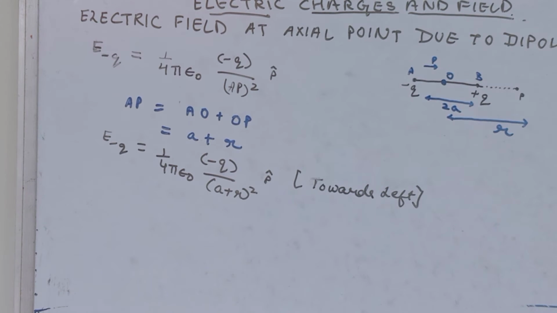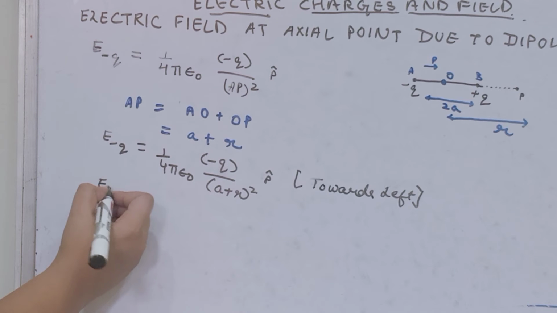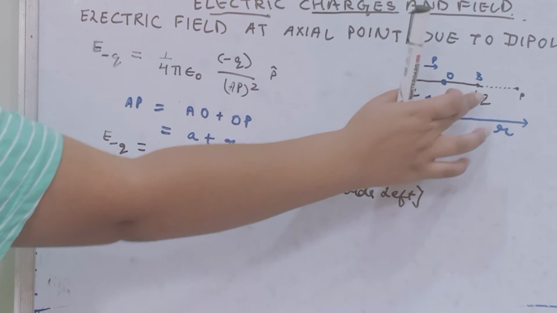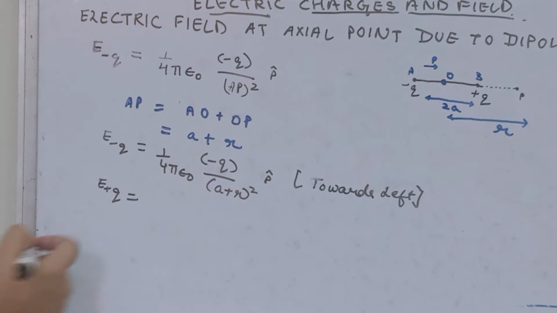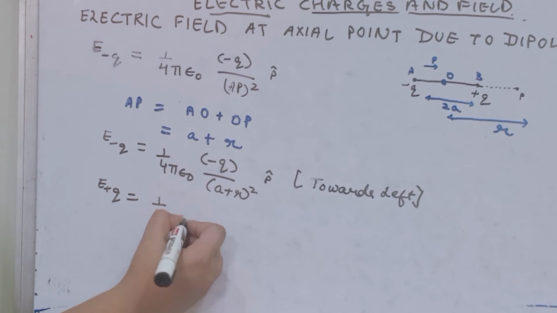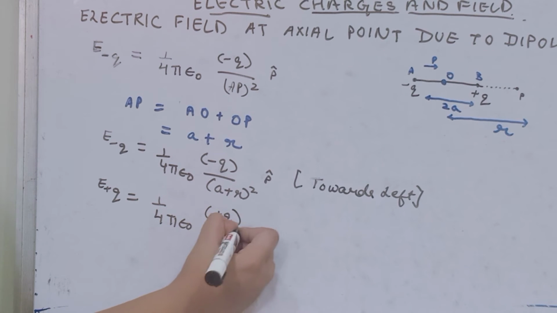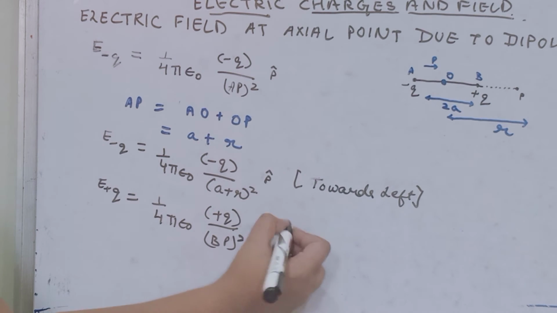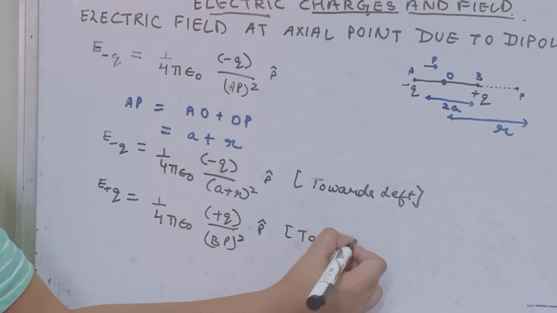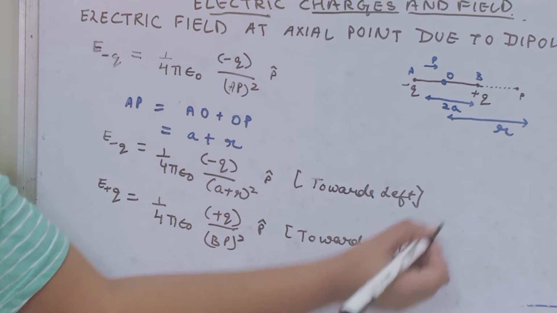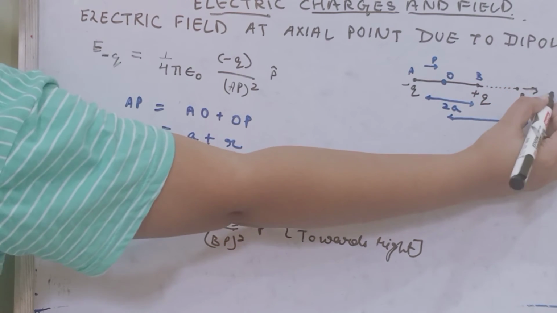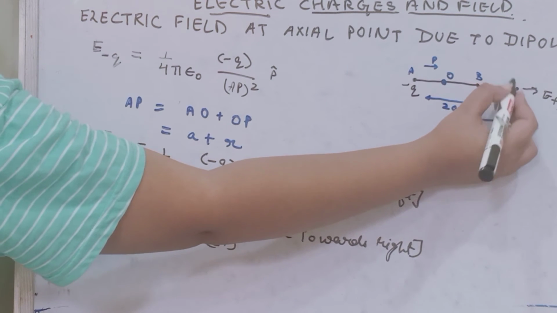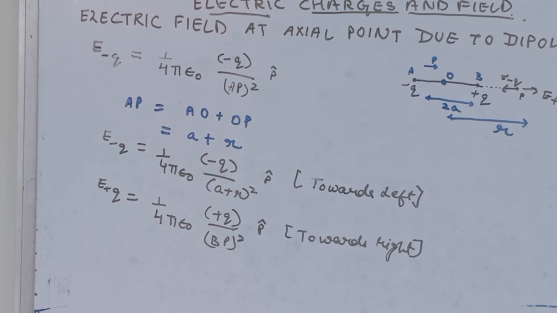Okay, next is the electric field due to plus Q charge, because obviously we have to find electric fields due to this, and then we'll add them. Fine. So this is 1 upon 4 pi epsilon naught plus Q upon BP square into P cap. Fine. And direction will be towards right, because they will repel you. This charge will move towards this direction. So this is the direction of electric field due to plus Q, and this will be the direction of electric field due to minus Q.